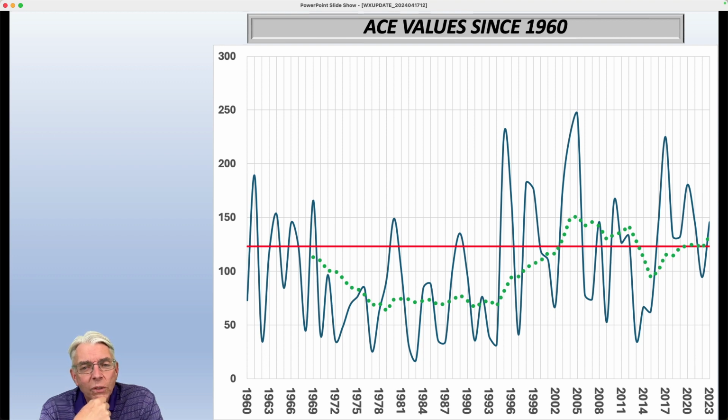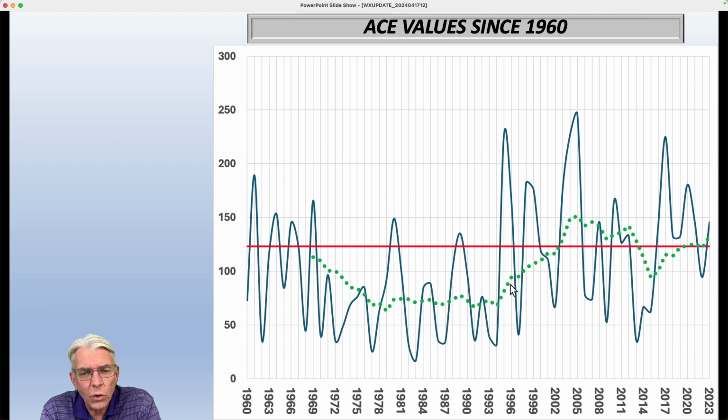But what I did here was I took a 10-year running average, and so you don't see this little dotted green line here moving until 1969, because it takes from 60 to 69 to get 10 years to start off. So you can see that there was a decline as we headed toward the mid and late 70s and on into the early 80s, and sort of stayed that way until the early 90s.